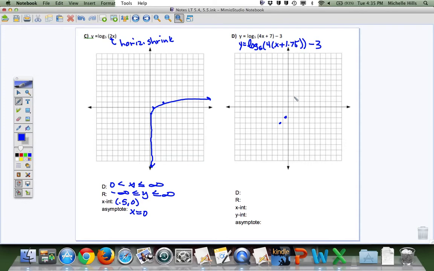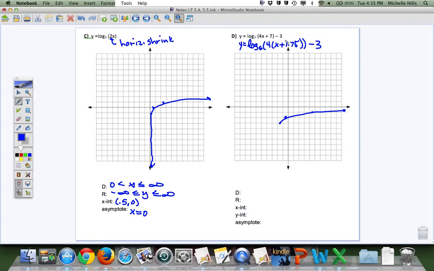5 squared is 25, but a quarter of 25 is 6 1/4. So over here at 6 1/4, but I'm going to move left 1 3/4, and then go down 1, 2, 3. So I get my points in, and I end up with this kind of a curve going.